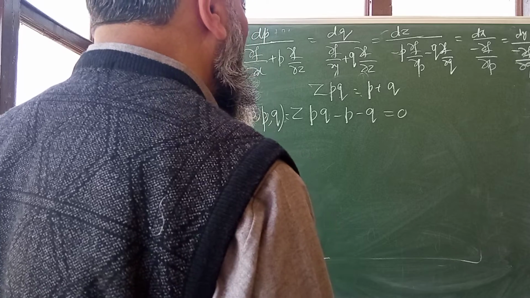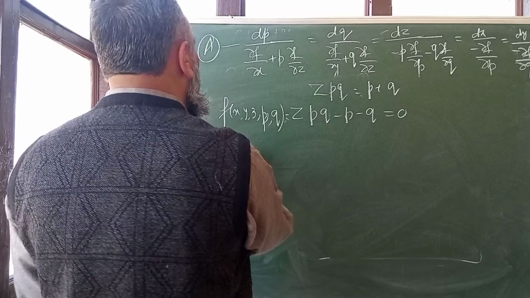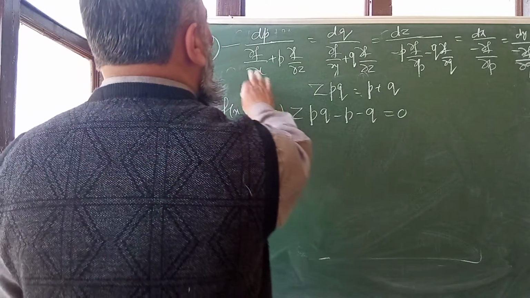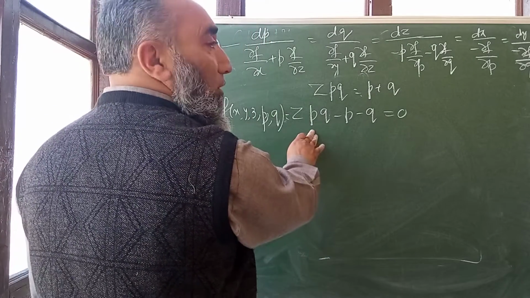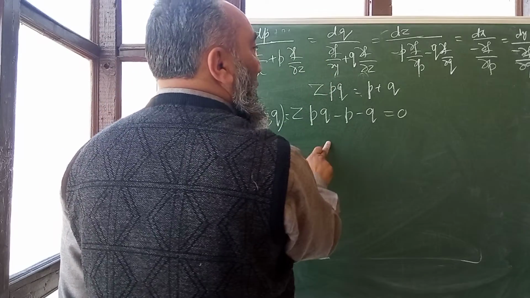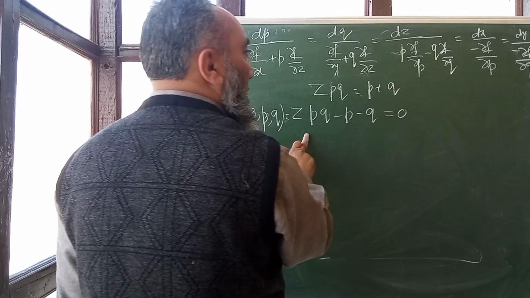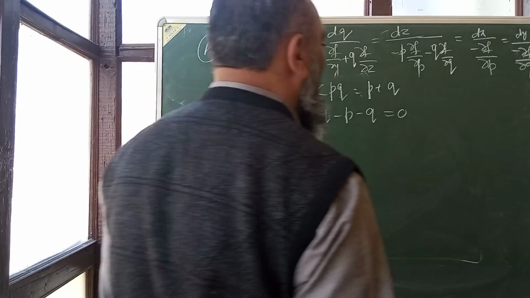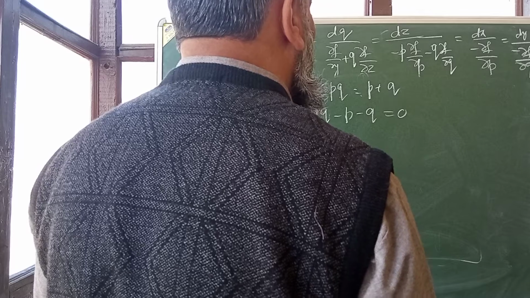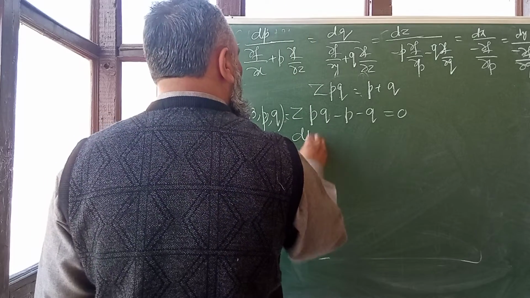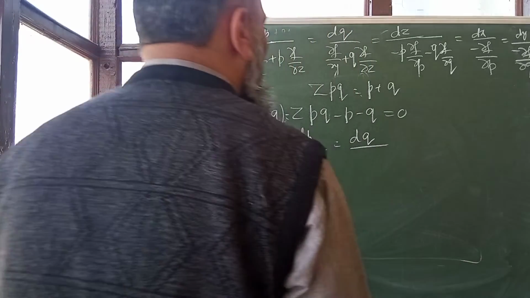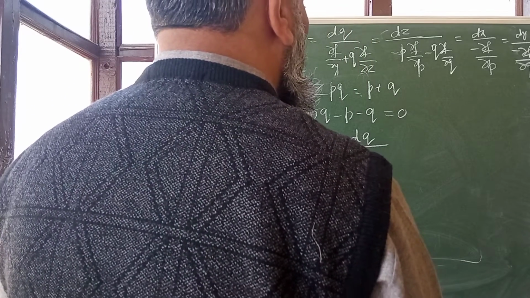Okay, now you can use it in a. From a you will get all these functions: del f by del x which is not there, del f by del z which is there, del f by del y which is not there, del f by del z which is there, and the rest of the things. So I will take only two things, dp and dq.